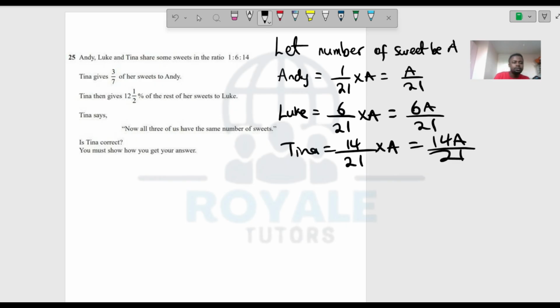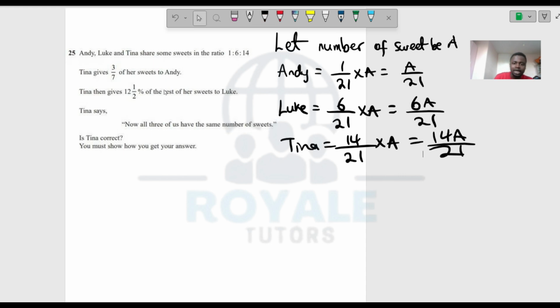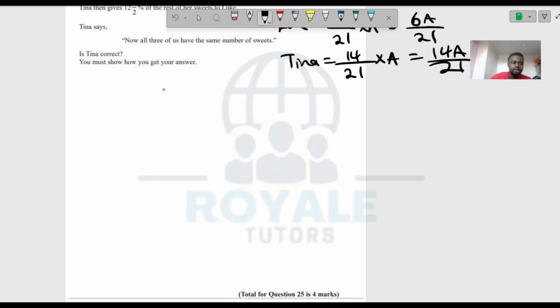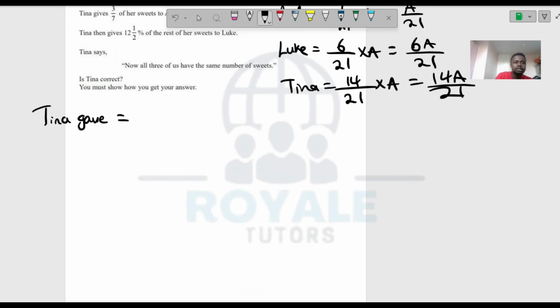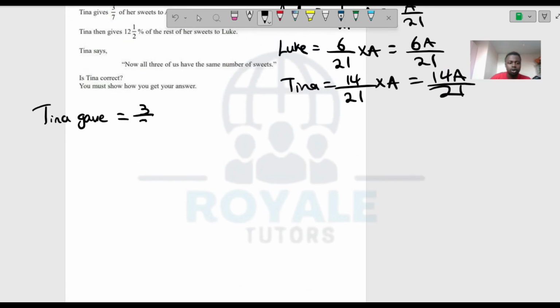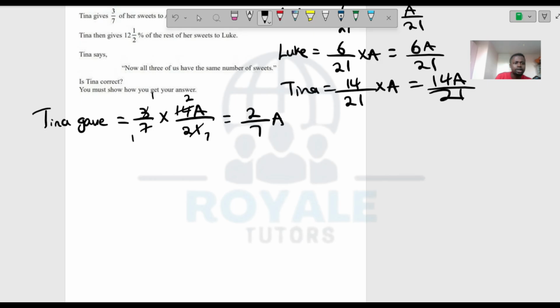So Tina gives 3 over 7 of her sweets to Andy. So let's see how much Tina gave. Tina gave 3 over 7 of her sweets. The number of sweets for Tina is 14 over 21 initially. So if you try to simplify this, 7 goes here 1 time, it goes here 2 times. 3 goes here 1 time, it goes here 7 times. That means Tina now has 2 out of 7 of A. Or we can actually leave it in a portion of 21, but okay, let's just leave it. We'll compare that later.